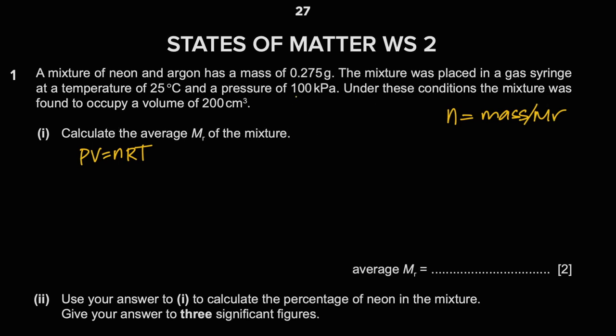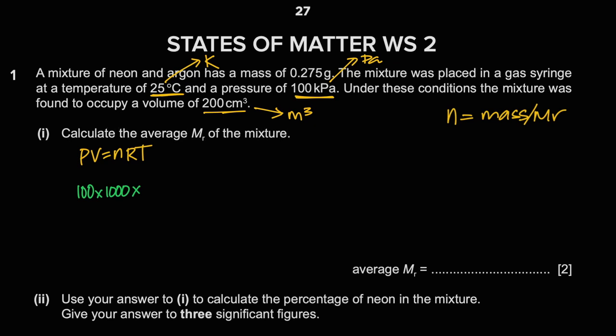The pressure is given as 100 kilopascals. The temperature is 25 degrees centigrade. So what do you do with 25 degrees centigrade? You got to make that into Kelvin. And the volume is 200 cm cube. You got to also convert that into meter cube. And obviously kilopascals will have to be converted to pascals. So how much is pascals? 100 kilopascals means into 1000.